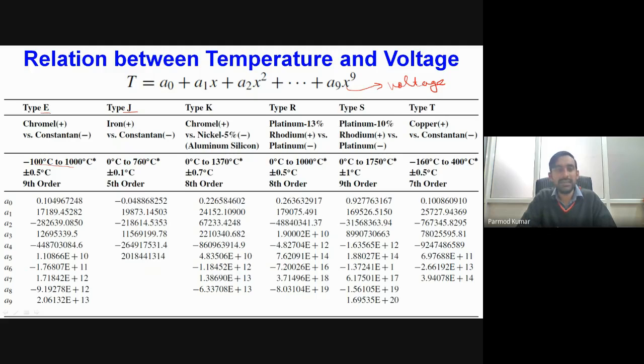Then for the second type of thermocouple, J, we have considered a fifth order polynomial within its range of application from 0 to 760 degrees Celsius. Likewise, the range of operation, the order of the polynomial, and the corresponding values of the coefficients are given over here. This relationship is very useful for designing the additional system which is connected to the thermocouple, in order to obtain the final process value of the temperature from our thermocouple device.